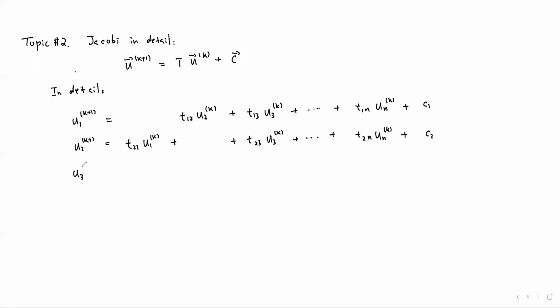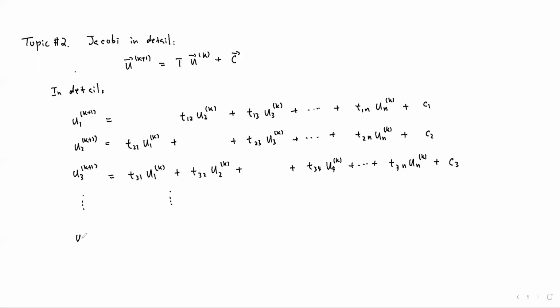Then the third equation, U3, K plus 1. It is T31, U1, K plus T32, U2, K, and then plus low U3, so skip, okay. Then this is T34, U4, K, and so on, T3N, UN, K, and then plus C3. Okay, yeah.